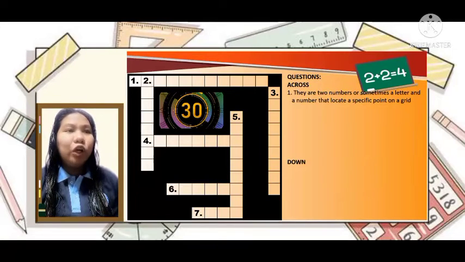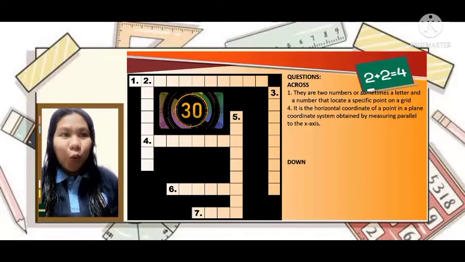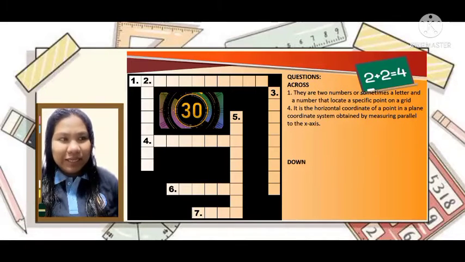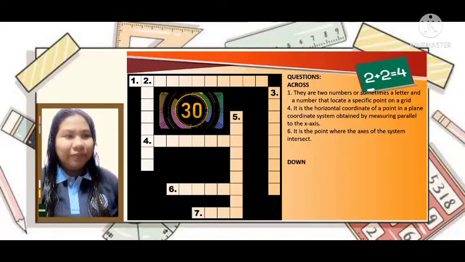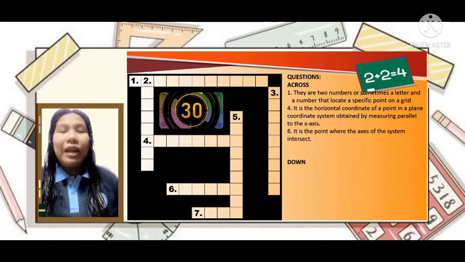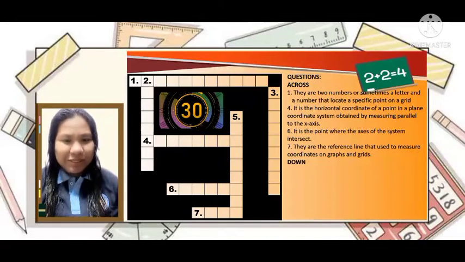Across one, there are 2 numbers or sometimes a letter and a number that locate a specific point on a grid. Across number 4, it is the horizontal coordinate of a point in a plane coordinate system obtained by measuring parallel to the x-axis. Across 6, it is the point where the axes of the system intersect. And across 7, they are the reference line that used to measure coordinates on graphs and grids.